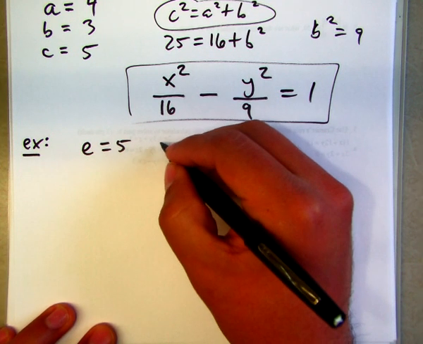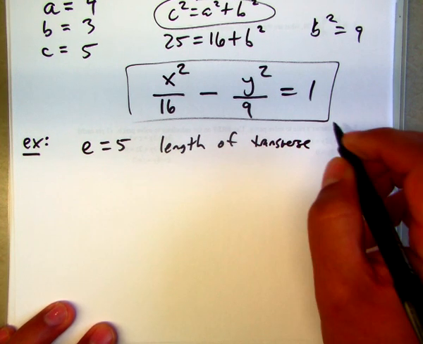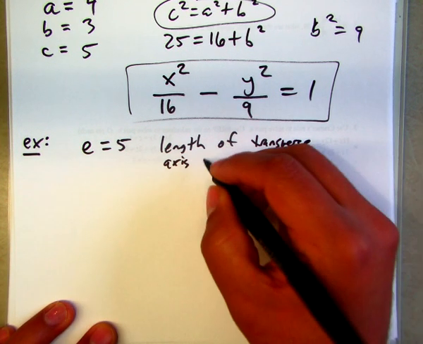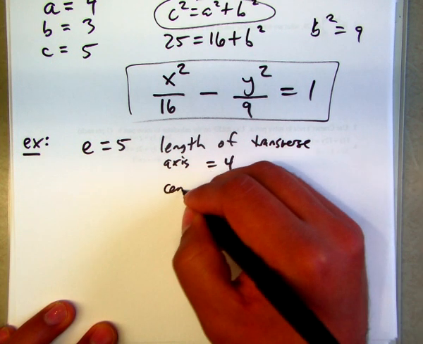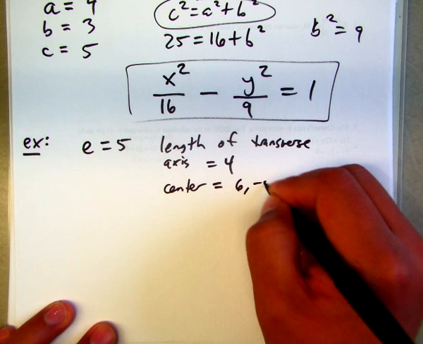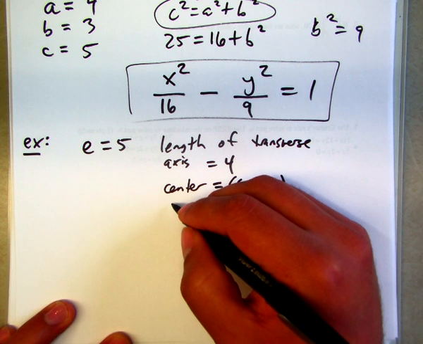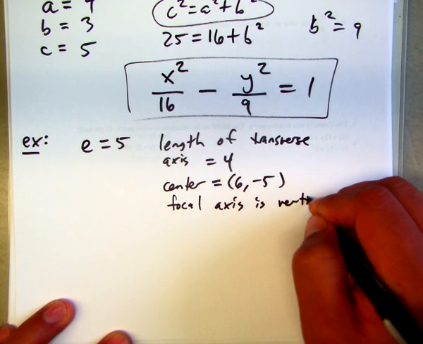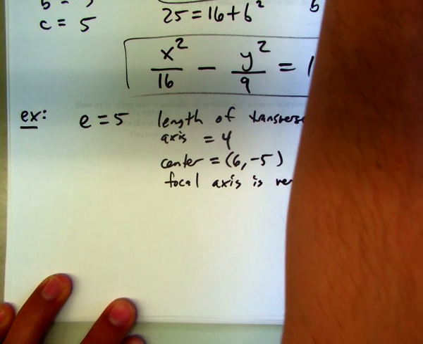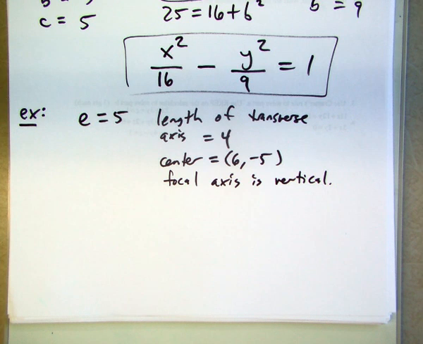Length of transverse axis, this also gives it away. Transverse axis is 4. Center is 6, negative 5. And the focal axis is vertical. Are we going to do any other shape besides what we already did? No. Circles, parabolas, ellipses, and hyperbolas. If eccentricity was 1, what would it be? A parabola. Very good question.